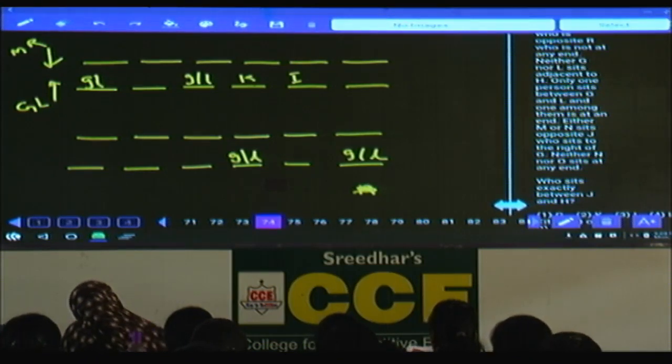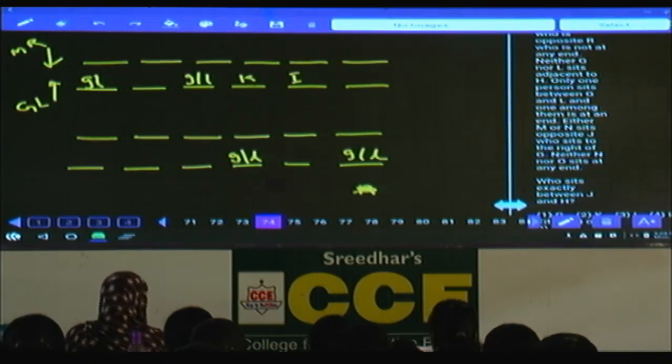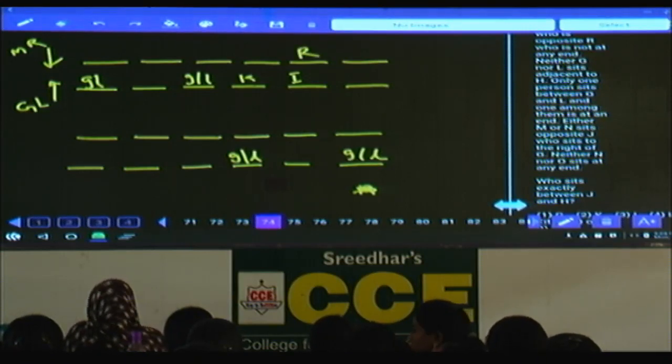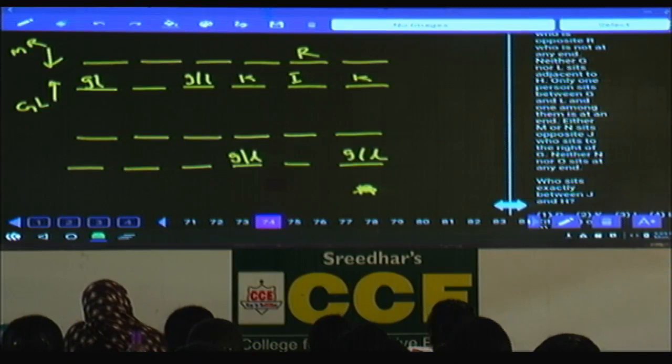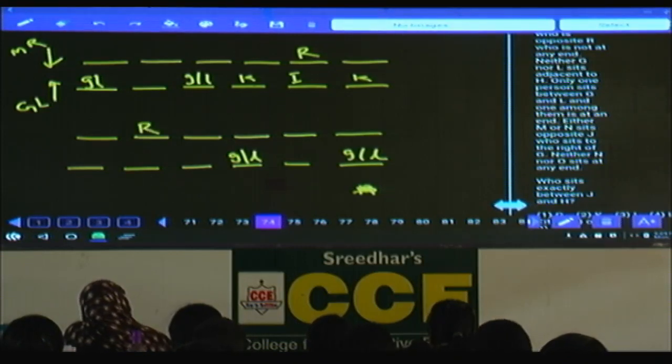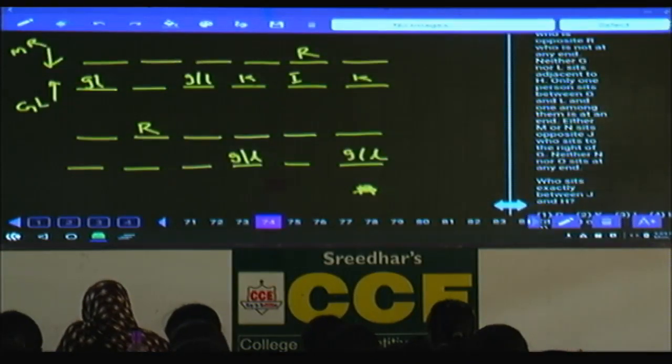K sits adjacent to I who is opposite to R, who is not at any end of the row. Isn't it? Or K can be here. In this one also K sits adjacent to I and is opposite to R. R is not at any extreme end. And similarly here also, where should this R be? R must be at this place. Clear now? K sits adjacent to I, then KRI can be at these 2 places.